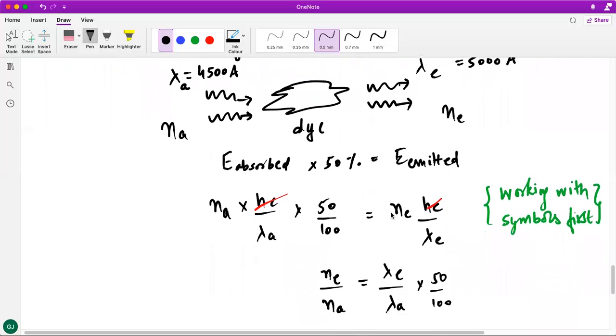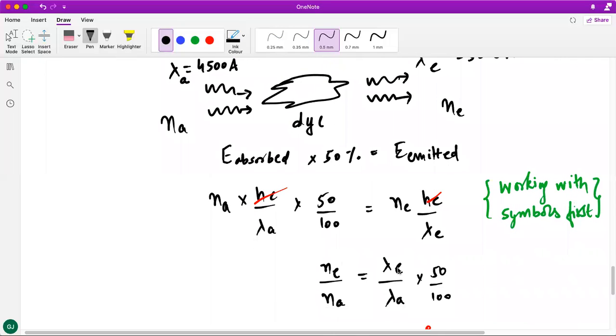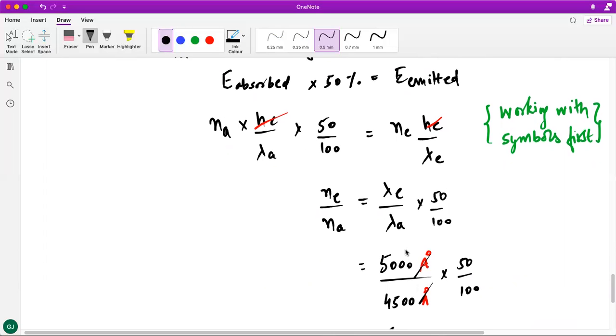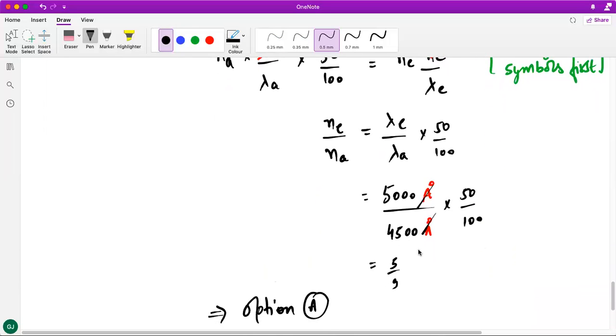And then I calculated the ratio of Ne upon Na, which is lambda E by lambda A into 50 by 100. Now you substitute the values. Because it is a ratio that you need to calculate, there's no need to put everything in SI units, because things are going to cancel out. Angstrom cancels out. Then you substitute these values and calculate your answer. It comes out to be equal to option A, that is 0.55.